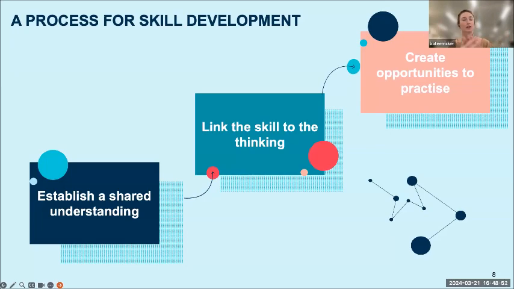So the 3 steps I'd like to talk about today are: 1, establishing a shared understanding. The second is linking the skill to the thinking. That's my favorite step. I'm looking forward to talking about that. And the third one is creating intentional opportunities to practice. I'm going to come back to this process as we go through, thinking about each of the steps in turn. And this is the bit that I'd like you to take away afterwards.